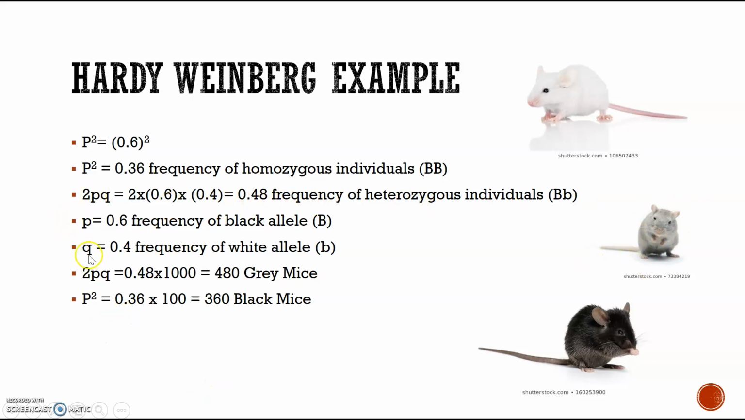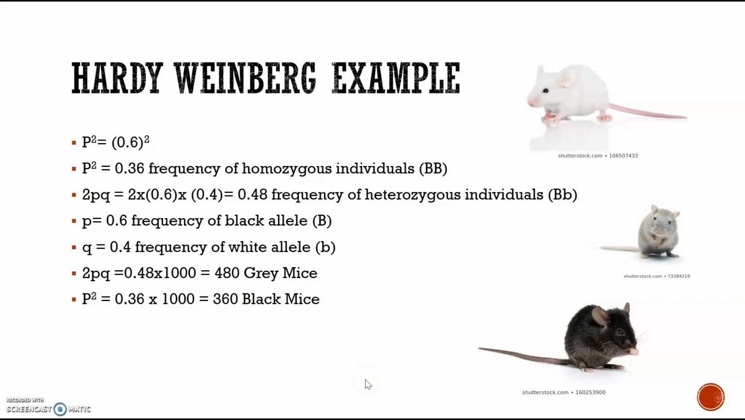We know our P, we know our Q, the frequency of those two alleles. So now what we can do with this information is our prediction. Since we know that the frequency of heterozygous individuals or gray mice is 0.48, we can do that times 1,000. So there should be 480 gray mice. We know that P squared, the frequency of those black mice, is 0.36, so we can do that times 1,000, and it says that we should have 360 black mice, based on the fact that we started with 160 white mice.